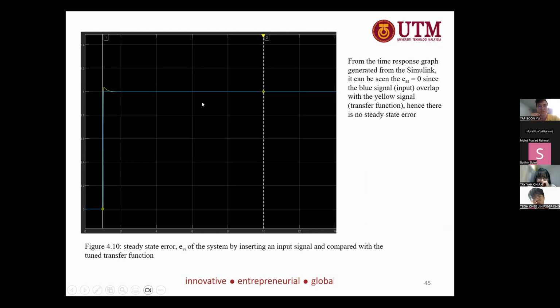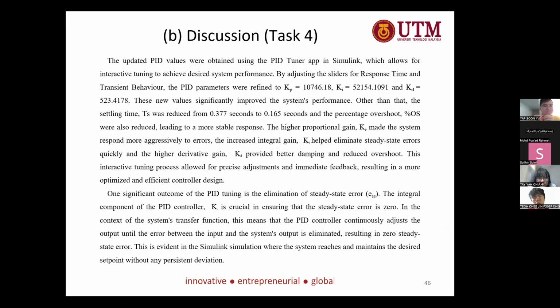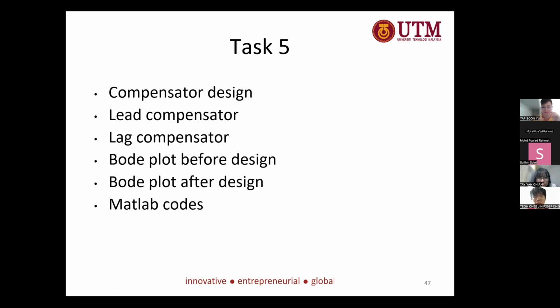Okay, so the input signal is the blue one, and the yellow color is the PID signal. After they become stable and overlap with each other, it means that the ESS is equal to 0. And that's all from me for task 4. Continue. Next, back to me again.